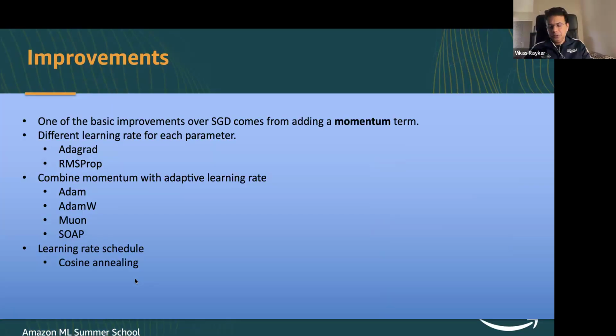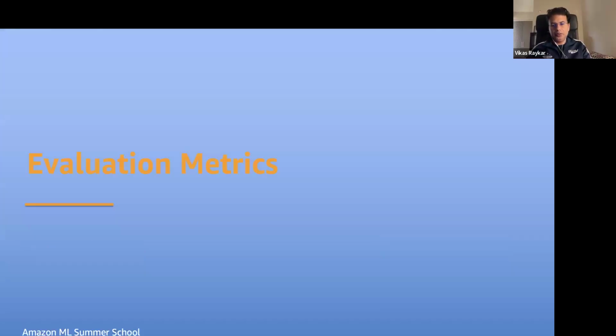Okay, so we covered loss functions and then we covered optimization algorithms. Now we're going to move towards evaluation metrics.